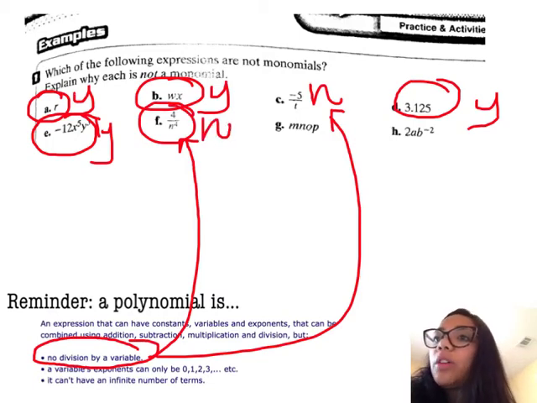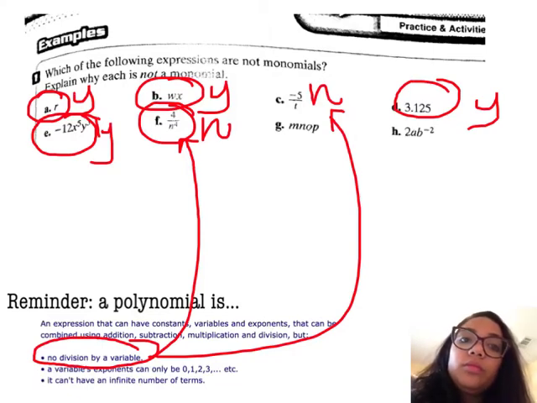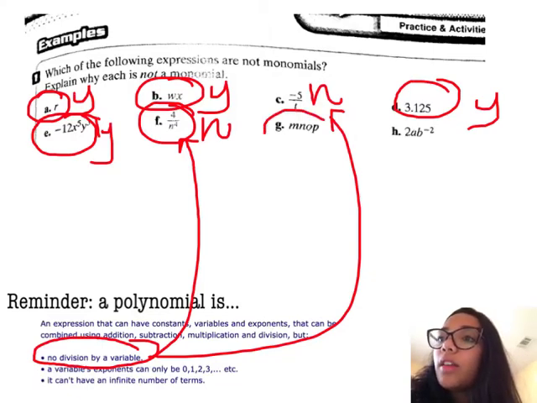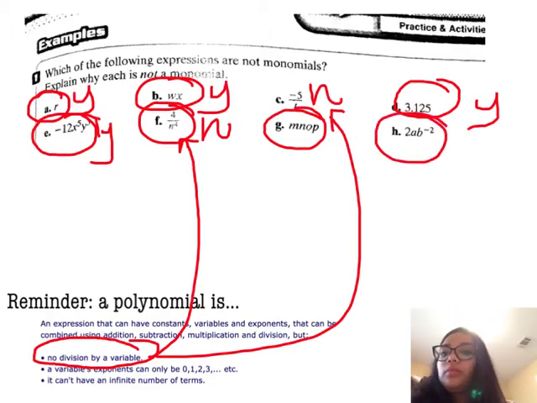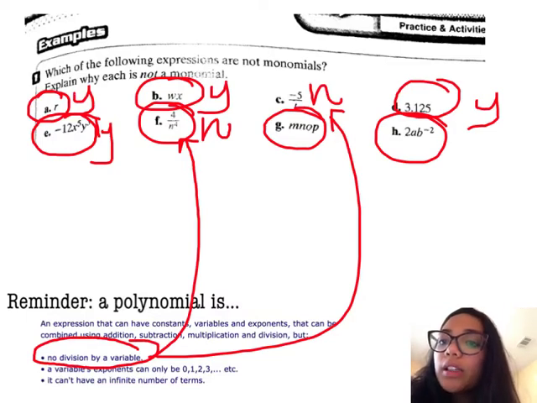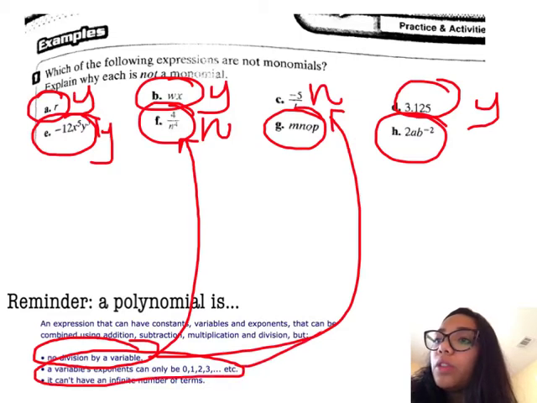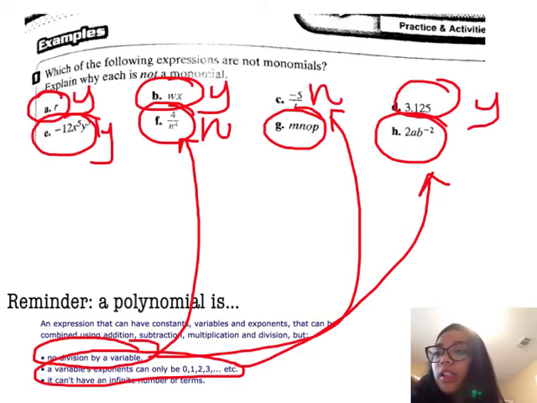Is G a monomial? M-N-O-P. Yes. G is a monomial. Is H a monomial? No. No, it is not a monomial. Why? Because the variable exponents can only be 0, 1, 2, or 3, and goes up. It doesn't go down. Basically, that says the exponents can't be negative, and H has a negative exponent.